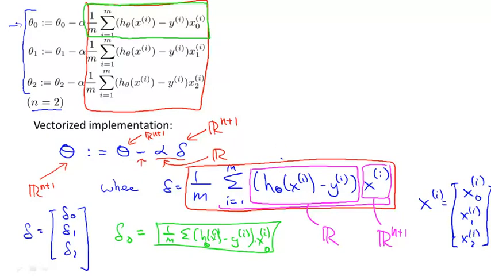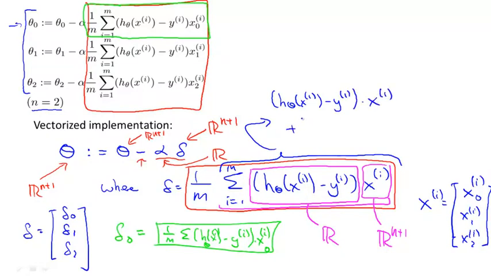Well, what the summation is saying is that this term over here is equal to h of x1 minus y1 times x1 plus h of x2 minus y2 times x2 plus, and so on. Because this is a summation over i, so as i ranges from 1 through m, you get these different terms, and you're summing up these terms here.